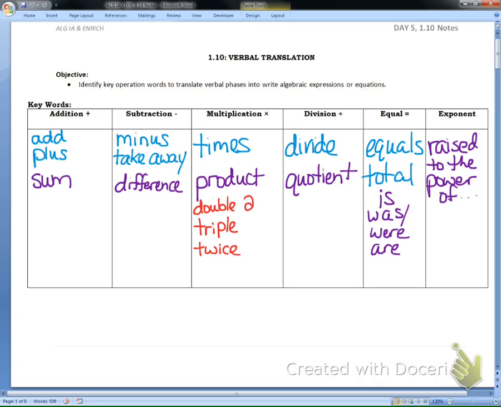You would instead write the number in front of what you're multiplying. We don't know what the number is that we're multiplying, so I'm just going to use the letter x as our variable. 2x means I'm going to double the number. 3x means I'm going to triple the number. And 2x again, for twice. So it means to multiply by 2.